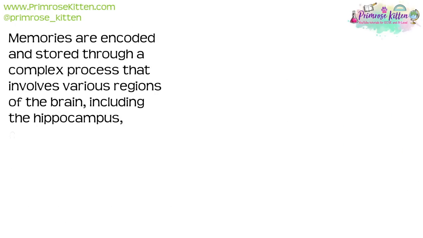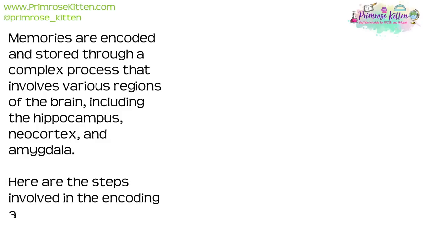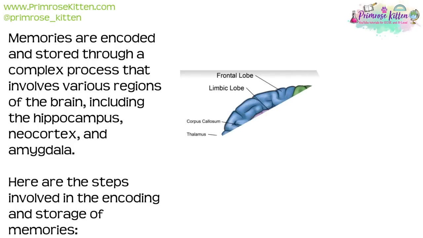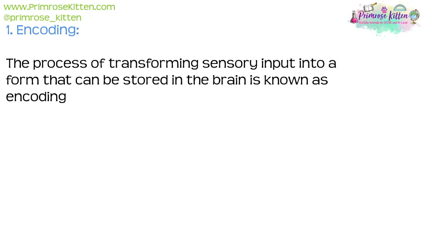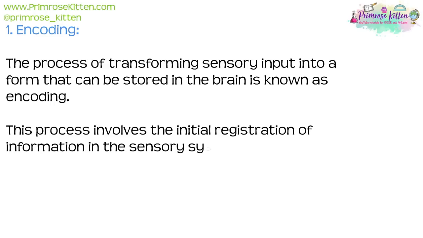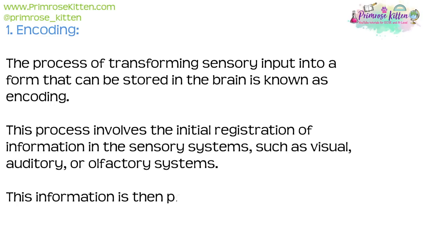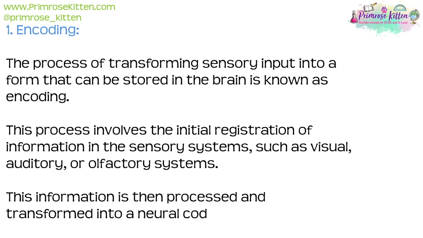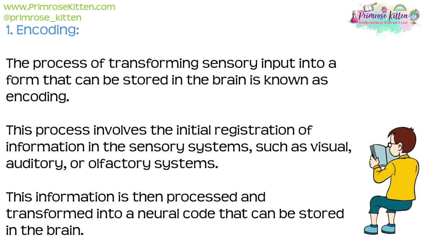Memories are encoded and stored through a complex process that involves various regions of the brain, including the hippocampus, neocortex, and amygdala. Here are the three steps involved in the encoding and storage of memories. Step 1, encoding. The process of transforming sensory input into a form that can be stored in the brain is known as encoding. This process involves the initial registration of information in the sensory systems, such as visual, auditory, or olfactory systems. This information is then processed and transformed into a neural code that can be stored in the brain.